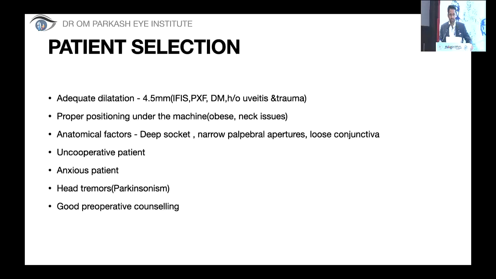And then the other thing which I check in the patients is proper positioning. Have to check whether the patient is obese or if he has neck issues. Then I usually avoid such patients because they have problems in positioning under the machine. Anatomical factors like deep socket, narrow palpebral apertures, loose conjunctiva, we have to be careful, as these are the reasons for suction loss during the femtosecond procedure.